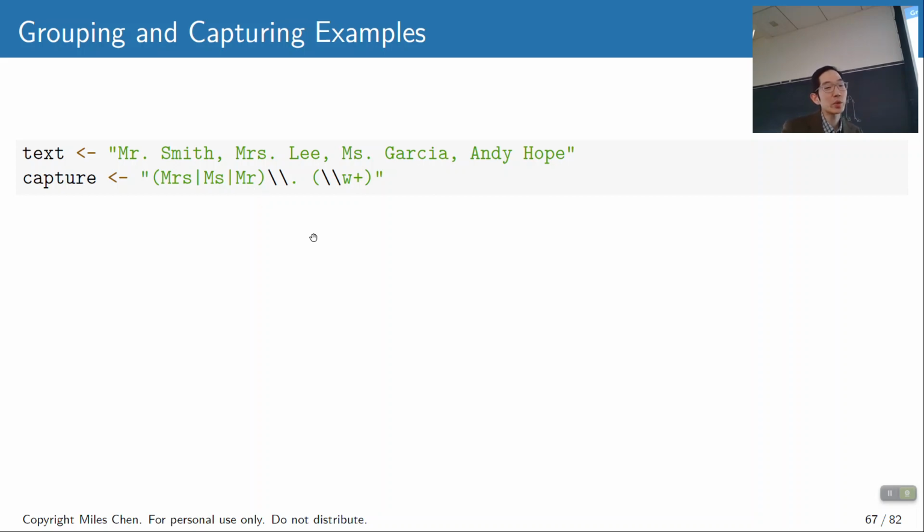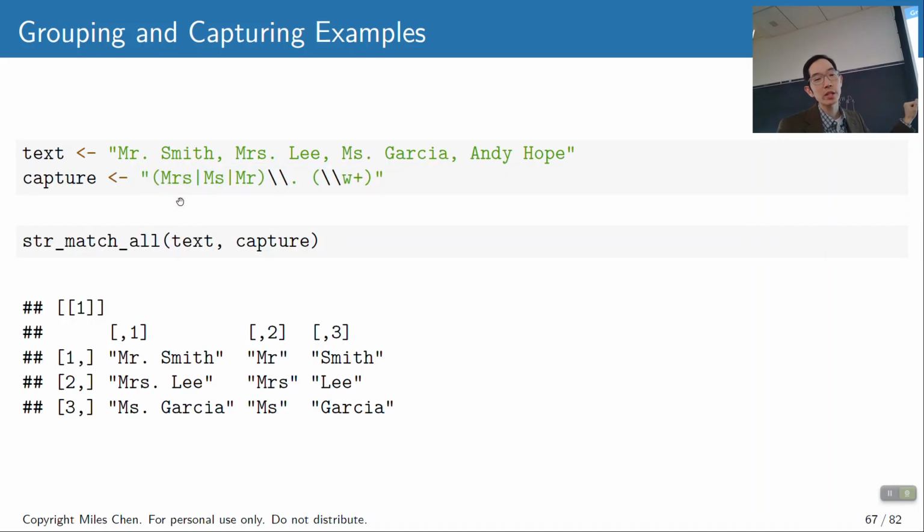Here, this is where the capture groups actually get useful, okay? So here I have Mr. Smith, Mrs. Lee, Ms. Garcia, and Andy Hope here, and I've got this thing, MRS or MS or MR, followed by a literal dot, right? This is a literal dot because it's escaped with a backslash, followed by a space, followed by one or more word characters, and the word characters are in a capture group. So when I do a string match all, it's going to find matches of this entire pattern, and it will extract out the capture groups.